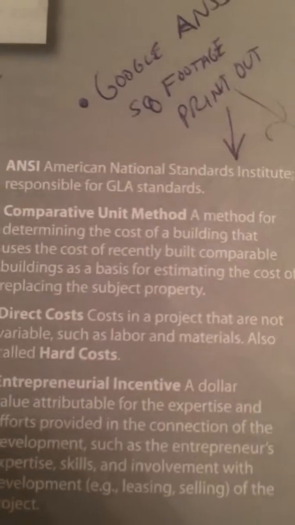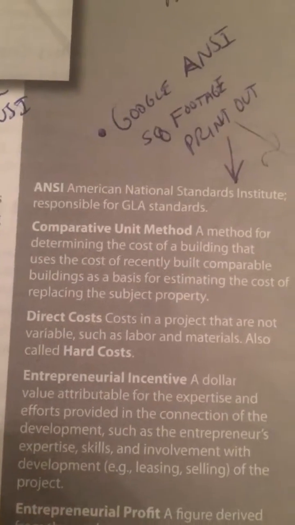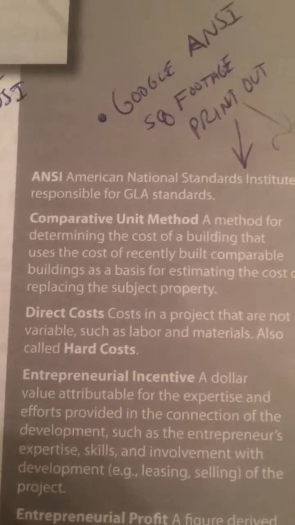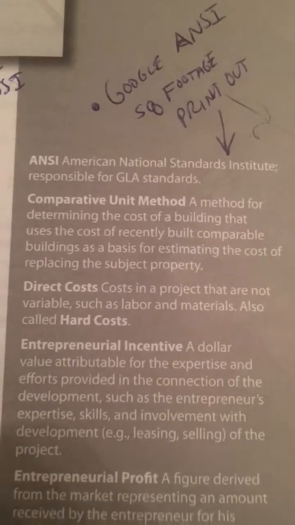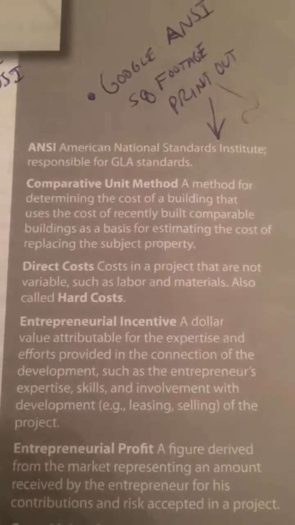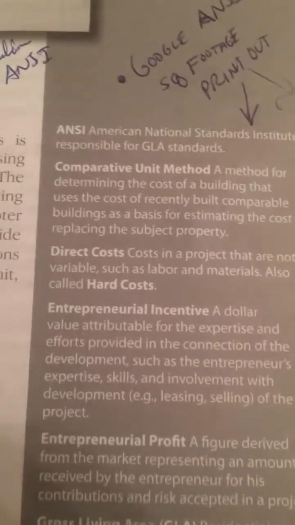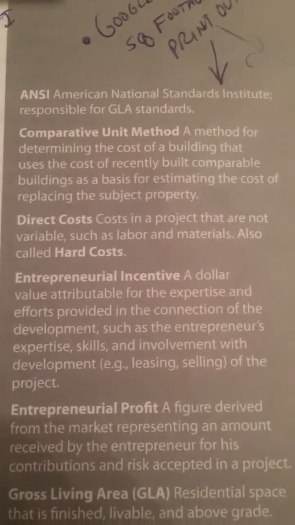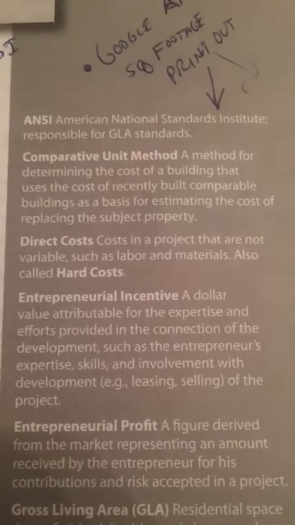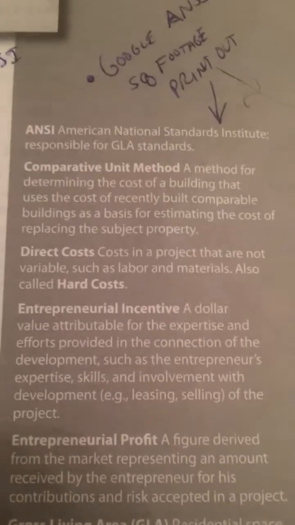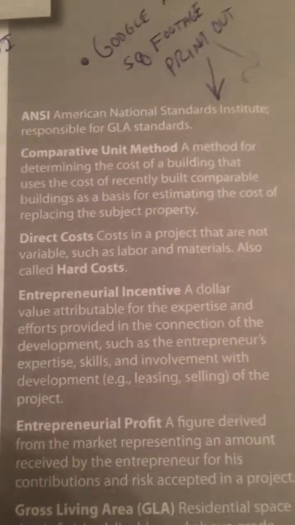Comparative unit method, a method for determining the cost of a building that uses the cost of recently built comparable buildings as a basis for estimating the cost of replacing the subject property. Direct costs, costs in a project that are not variable, such as labor and materials, also called hard costs.